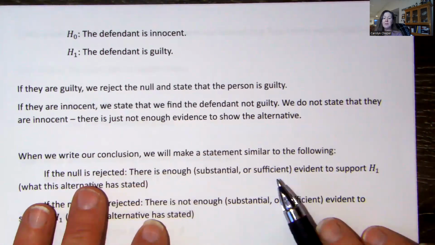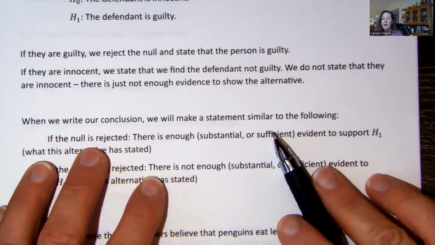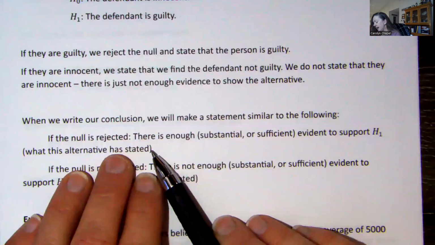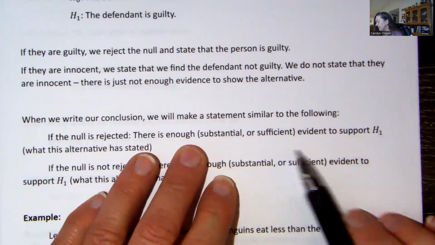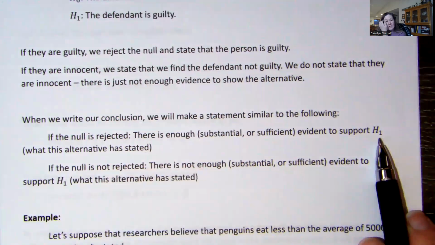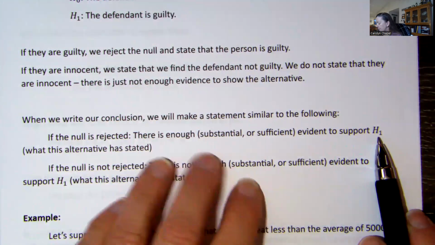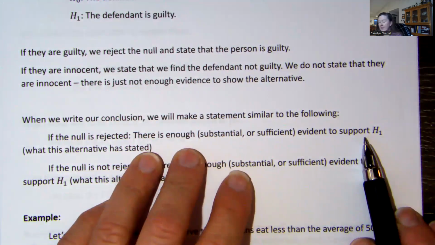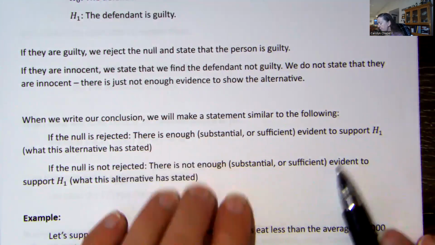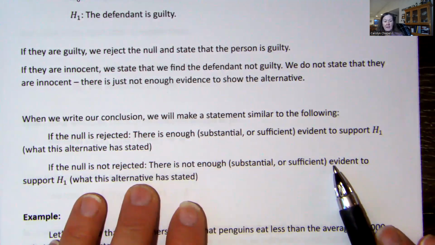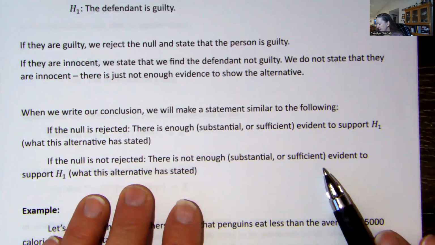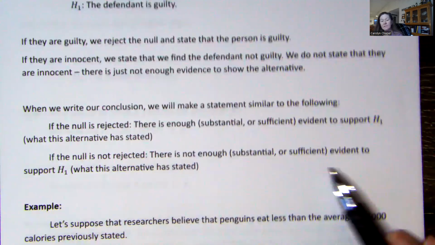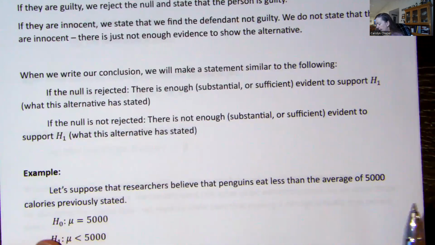A lot of times, to be more specific, when I write my conclusions, if it's rejected, I usually say there's enough or substantial or sufficient evidence to support whatever this alternative is saying. So I might say there was enough evidence to show that he was guilty. Or I might say there's not enough evidence to show that he was guilty, so he is not guilty. All right, so let's do some more examples.